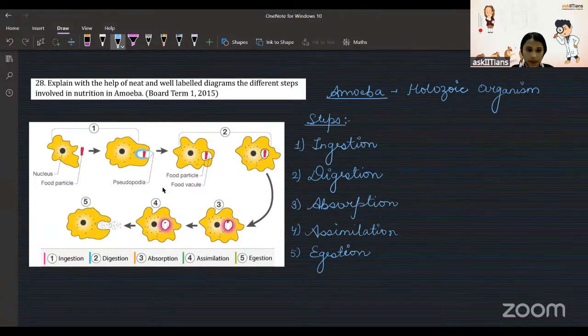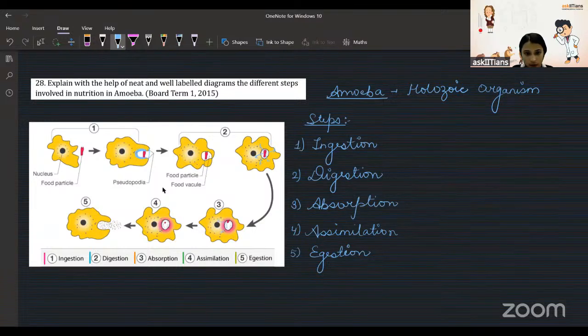Okay, now in the second step, that is digestion, as this food vacuole moves deep into the cell, you will see another organelle known as lysosome. And we know this lysosome is filled with digestive enzymes. So this lysosome fuses with the food vacuole, and the digestive enzymes present inside the lysosome break down the food material into simple nutrients. Okay, this is your digestion process. Now, the digested food present inside the food vacuole will diffuse out into the cytoplasm, and the amoeba will absorb this digested food. So this is your third process, absorption.